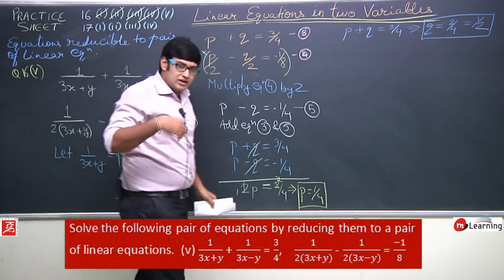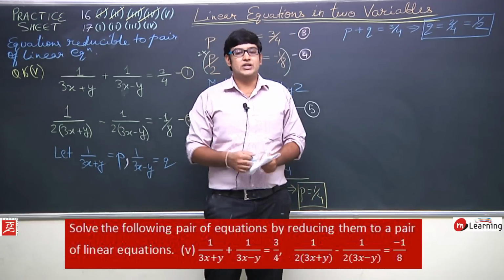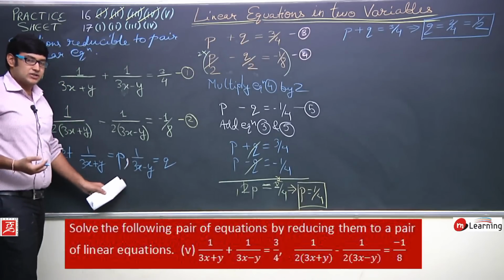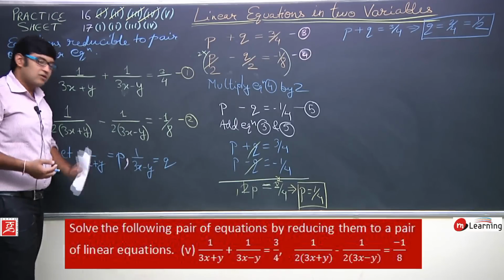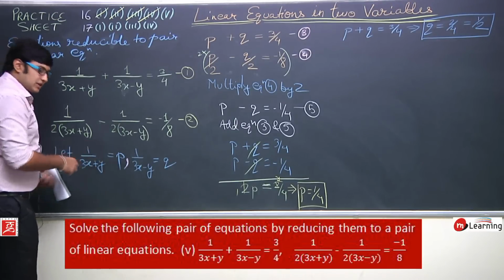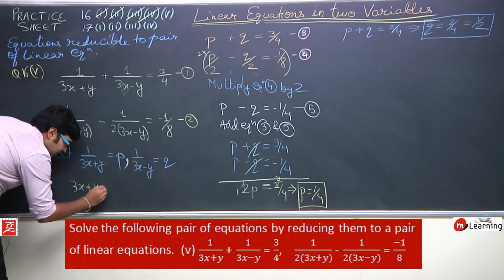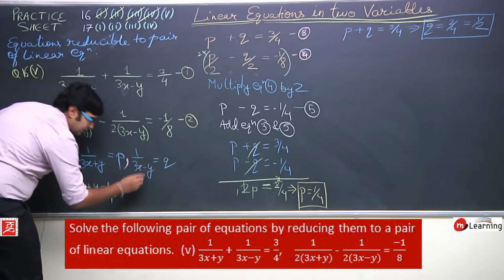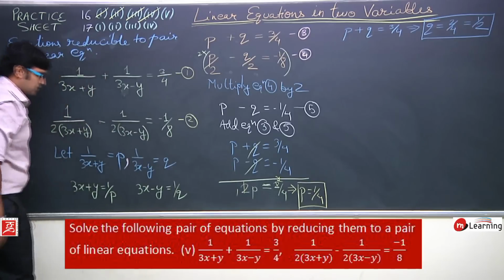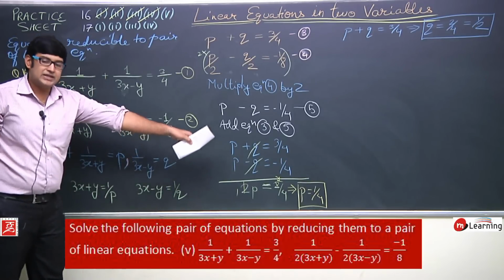Now, our target is to determine the value of X and Y, not the value of P and Q. So we can use this assumption to determine the value of X and Y. How can we use this? We can see that 1 upon 3x plus y is P. So it means, what is the value of 3x plus y? It is 1 upon P. And what is the value of 3x minus y? It is 1 upon Q. So 1 upon 3x plus y is 1 upon P. Now what is P? P is 1 upon 4.